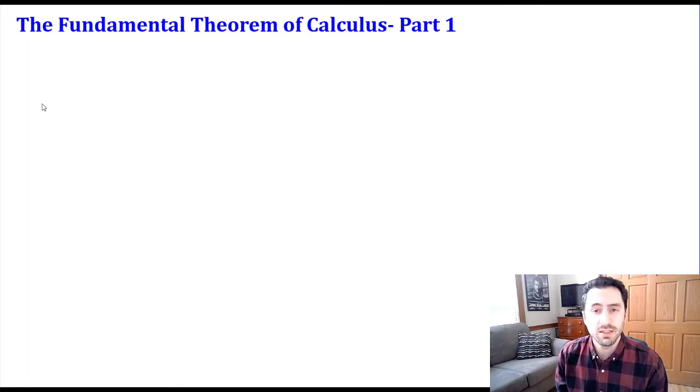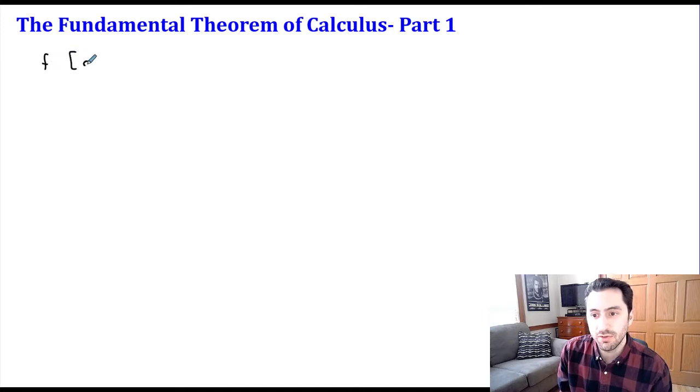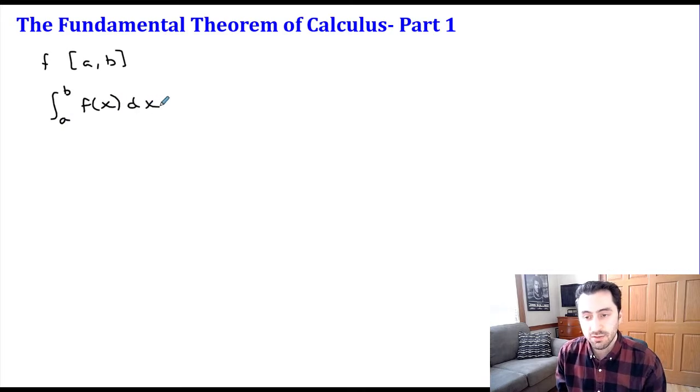So to begin with, when we're looking at the Fundamental Theorem of Calculus part 1, we need a function f that is continuous on a closed interval from a to b. And if all of that is true, that means I can find the integral of this function. So we can take a look at the integral from a to b of the function f of x dx. Because we're saying that f has to be continuous, I know that this integral has to exist.